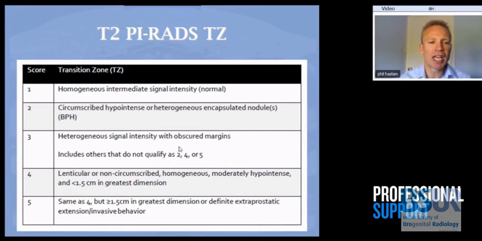But if you see an area of low signal in the transitional zone on T2, which is lenticular, non-circumscribed, homogeneous, and low signal, it's a PI-RADS 4. This is more worrying for tumour. If it's even bigger, it's even more worrying. What you tend to measure is the greatest dimension, be it in the coronal plane or the axial plane.